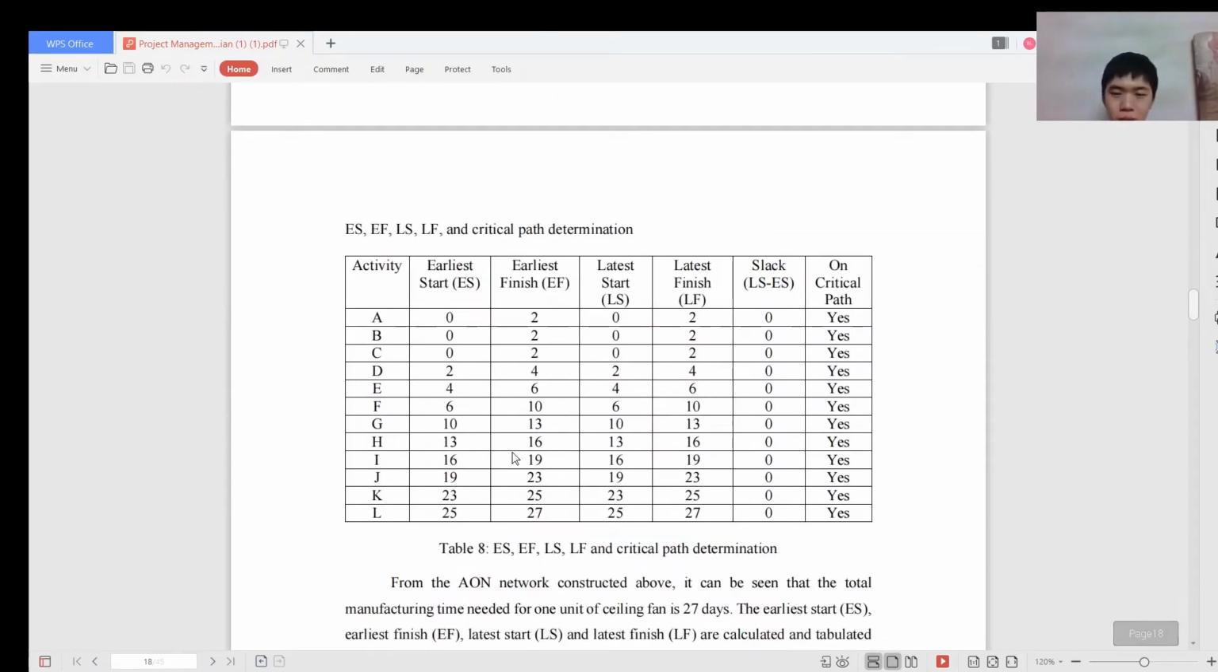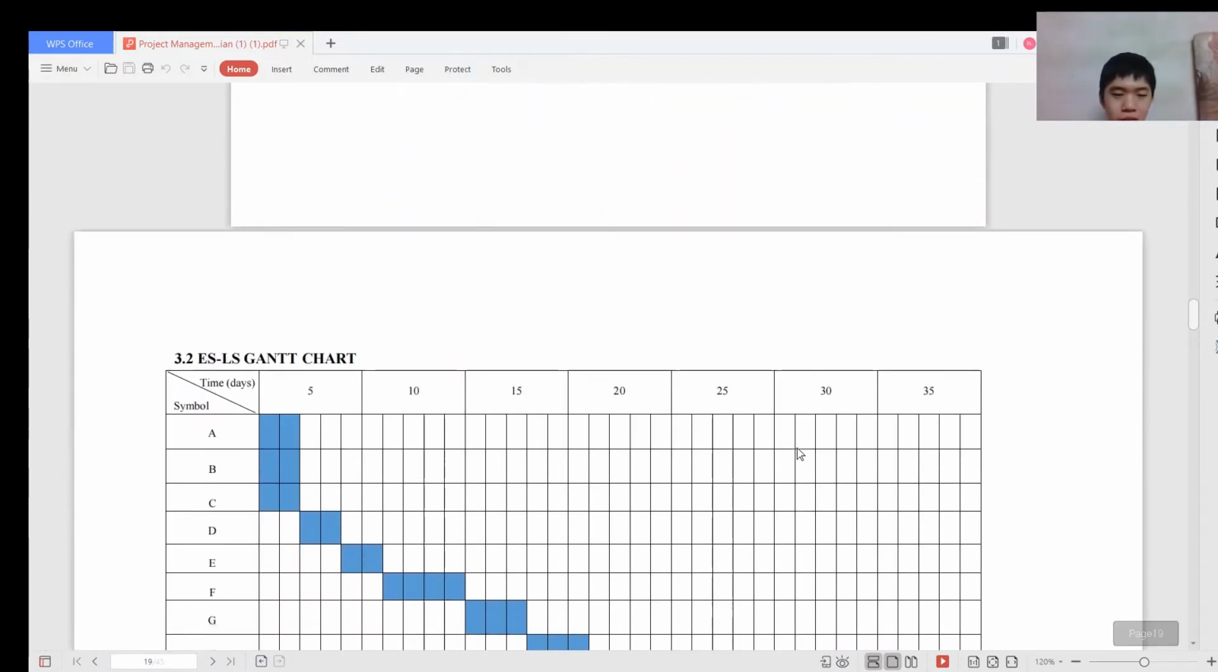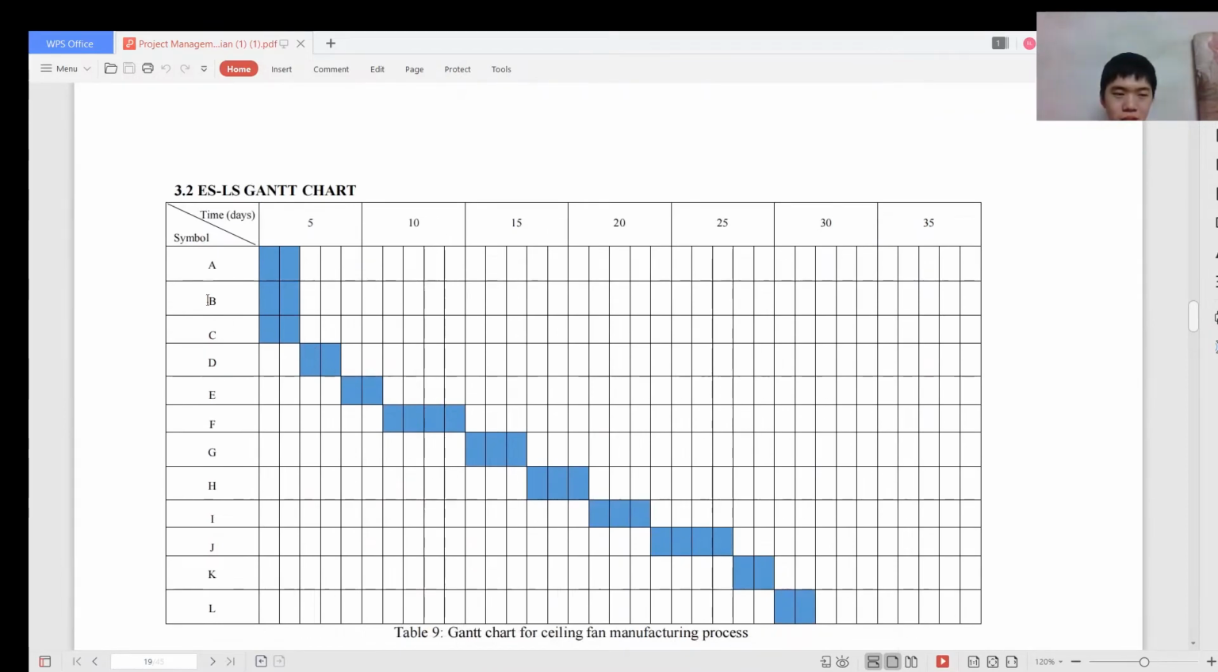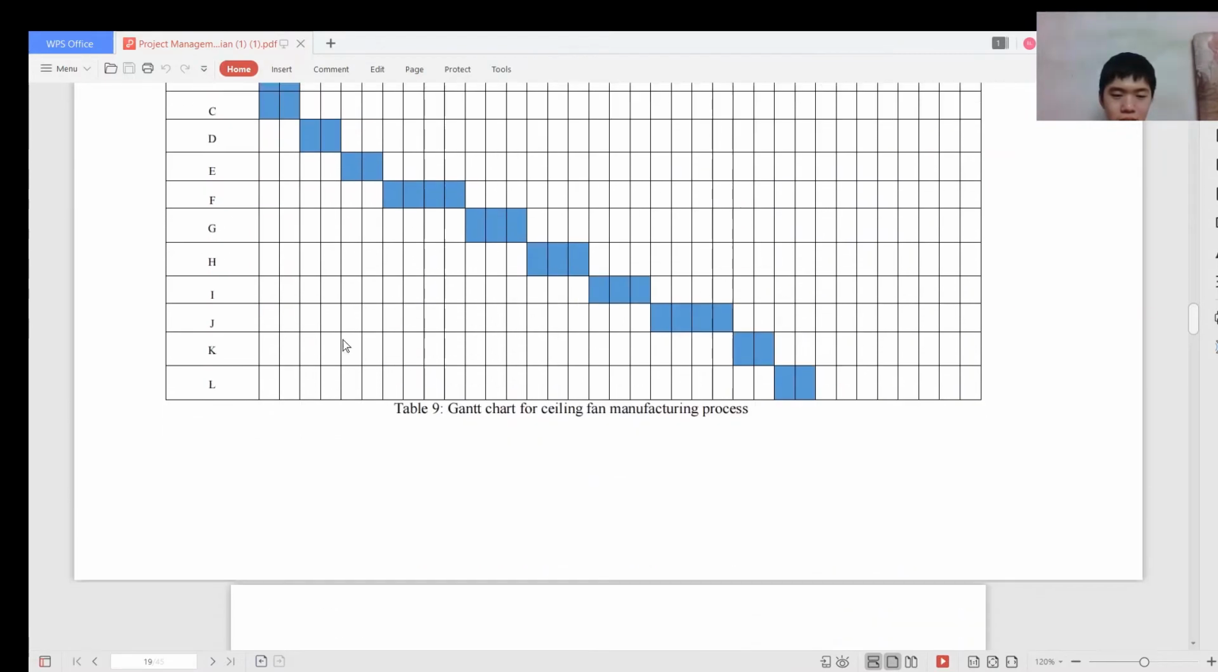So we can determine the slack time for each activity using LS minus ES. We can find that there is 0 slack time for all activities because all activities are critical. From this Gantt chart, we can see that activities A, B, C can be run simultaneously.